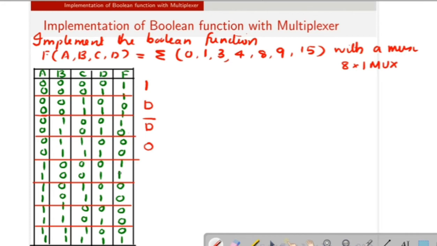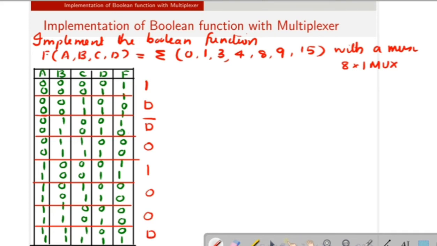Output is always 0. Then for 1, 0, 0, output is always 1. It does not depend on D. Then for 1, 0, 1, output is always 0. Then for 1, 1, 0, output is always 0. Then for 1, 1, 1, output is same as that of D.